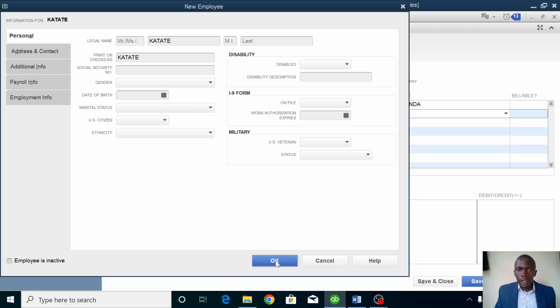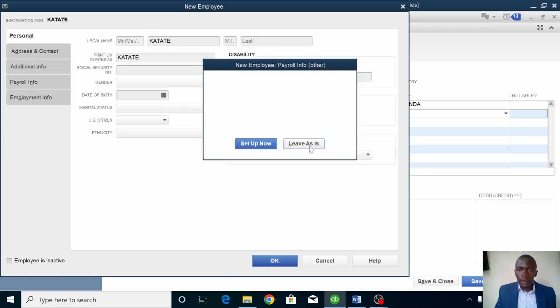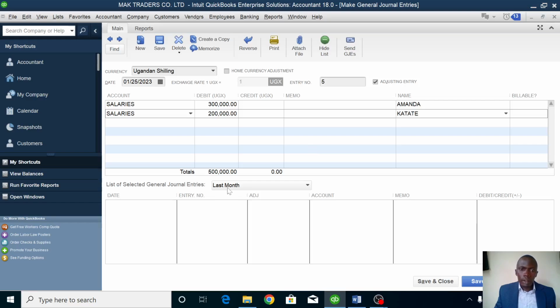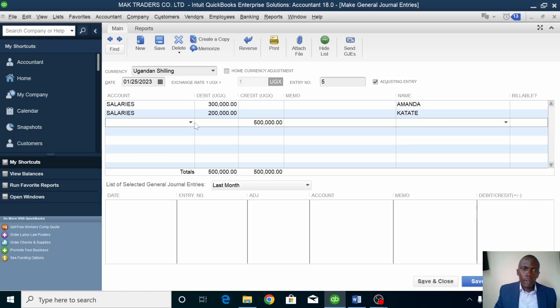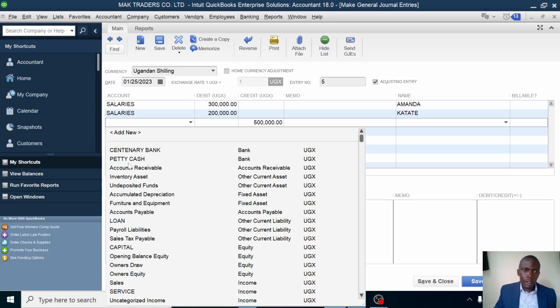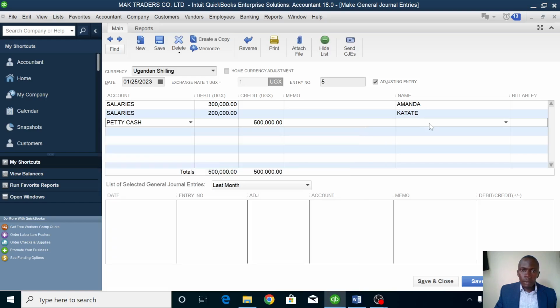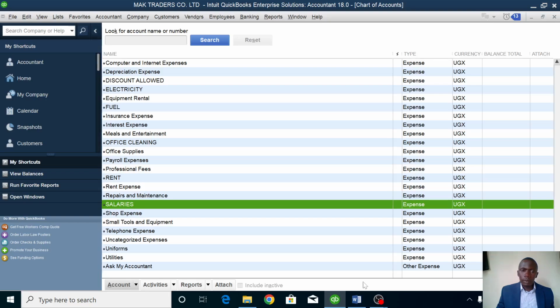So we say okay. We leave it as it is, and we are done. So we are done with entering the salaries. So we are going to credit them. Since they were paid by cash, we shall credit petty cash with 500. So we save and close. So we go back to our question.